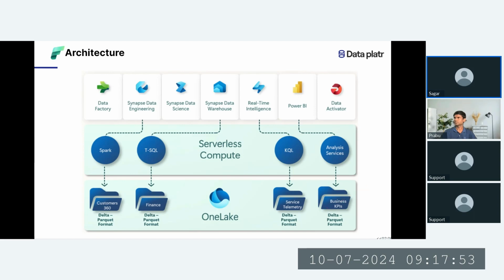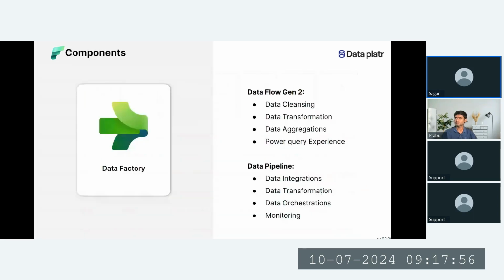Before we discuss OneLake, let's go over each of the components. Let's have a quick overview of what these do, so that you'll be familiar with all of them. The first one is Data Factory, a service in Microsoft Fabric. It is used for data integration, data transformation, orchestration, and monitoring. There are two components in it: one is Dataflow Gen 2, and the other is the data pipeline.